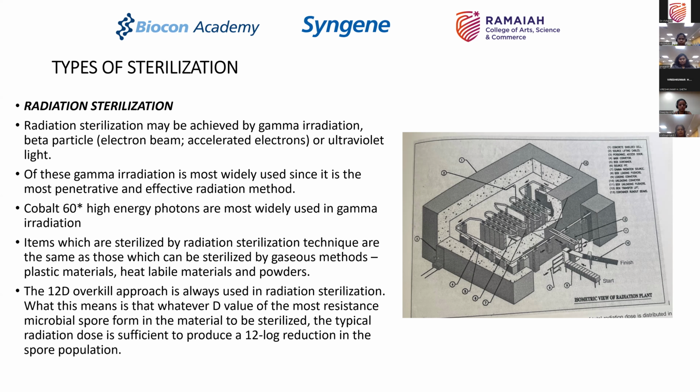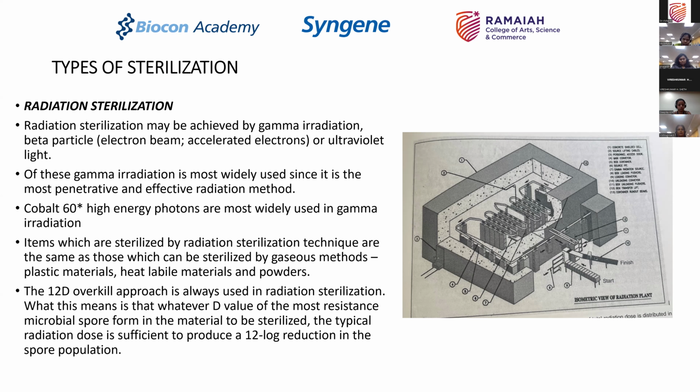Now, how do you generate gamma radiation? While we get into more details of how these reactions happen, it is cobalt 60, and I put an asterisk mark here because there is another compound, cesium 137, which can also be used to produce high energy photons, which are used in gamma radiation. So today, in industrial applications, both cobalt 60 as well as cesium 137 are widely used to generate gamma radiation.